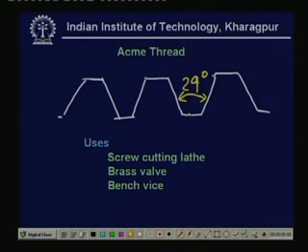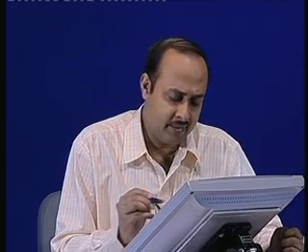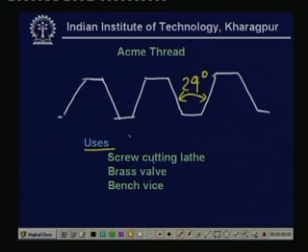some advantages. So, in the lathe machine, for example, we have this kind of requirement, that is, the nuts are to be engaged and disengaged quite frequently, and we have the Acme thread there. Different uses of the Acme threads are screw cutting lathes, brass valves and bench vices. We will have some opportunity to learn about the Acme threads, their different properties and dynamic advantages, in somewhat greater detail later on.